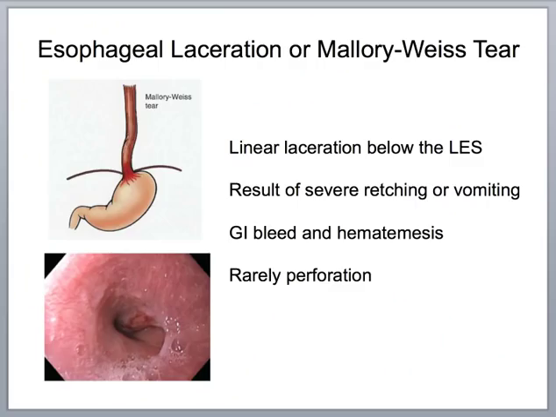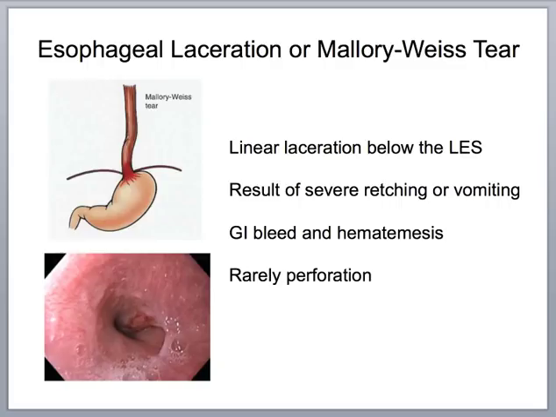The next pathology that I'll talk about are esophageal lacerations. Laceration refers to a tear or breach in the mucosal surface, and when these are located near the gastroesophageal junction, they're termed Mallory-Weiss tears. Most often this is associated with severe retching or vomiting secondary to acute alcohol intoxication.